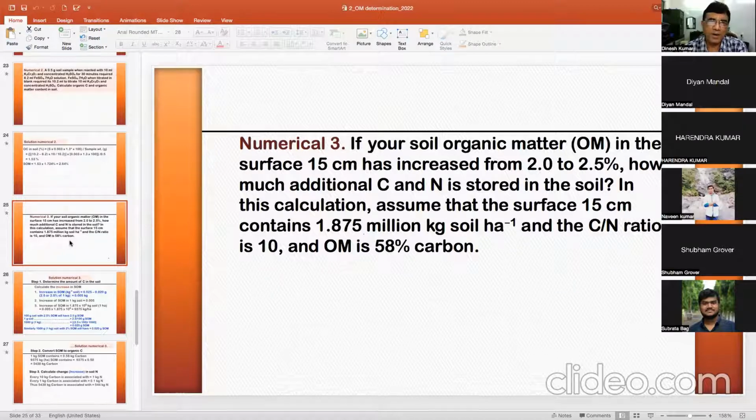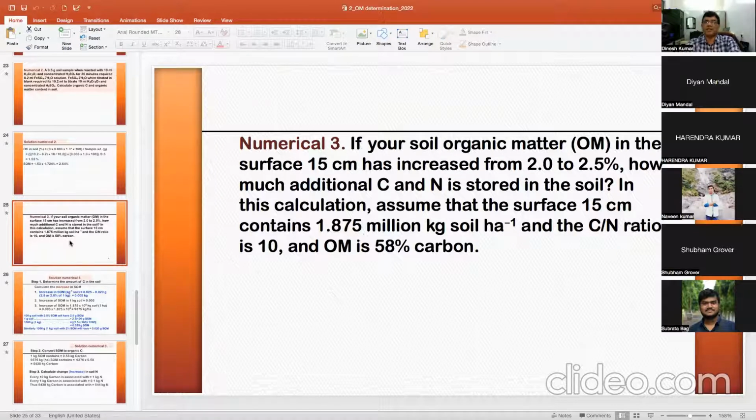Once you have identified how much organic carbon has increased, you can quantify it. You can work out the quantity of the carbon, and then from that quantity, you can work out the nitrogen, because the ratio is given. CN ratio is 10 and organic matter contains 58% carbon. So from this you can work out the carbon, and here carbon means organic carbon. Then you can give the answer.